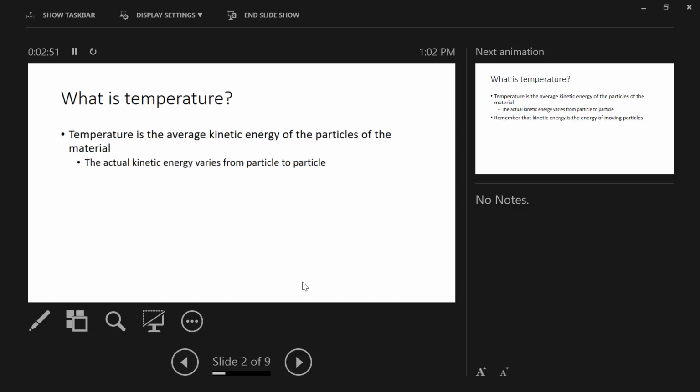Notice temperature is the average kinetic energy, but some particles are moving faster than others. So it's the average kinetic energy.